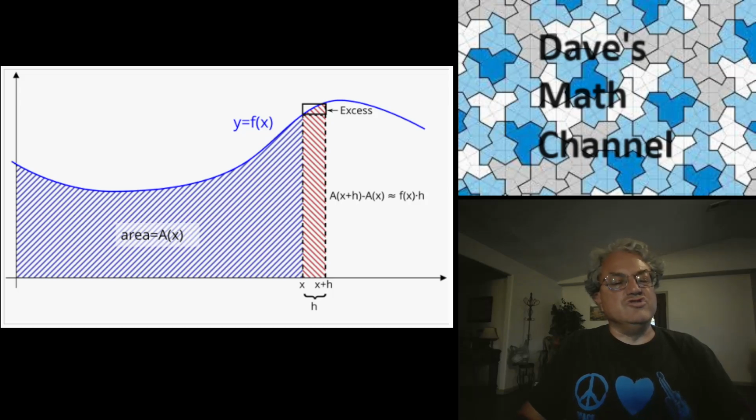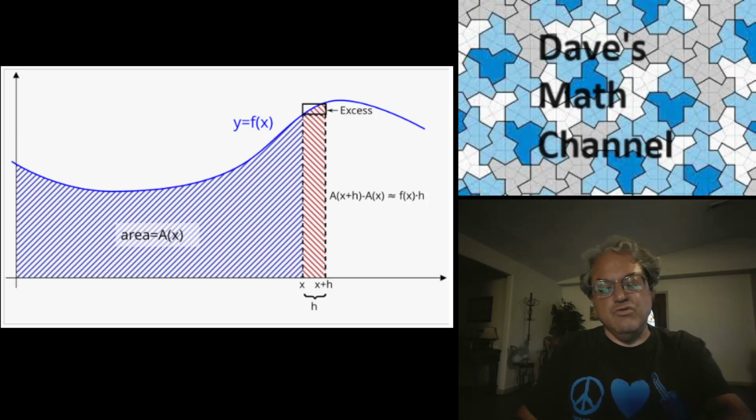So that's sort of a visual, and what that means is that A(x+h) minus A(x) is approximately equal to little f(x) times h. And of course, if you want to calculate the derivative of A(x), you have to divide everything by h, so that's going to give f(x). So that's how you get the FTC1.